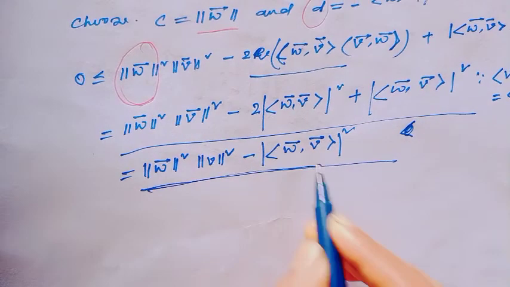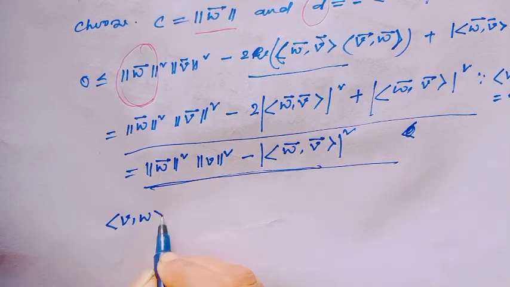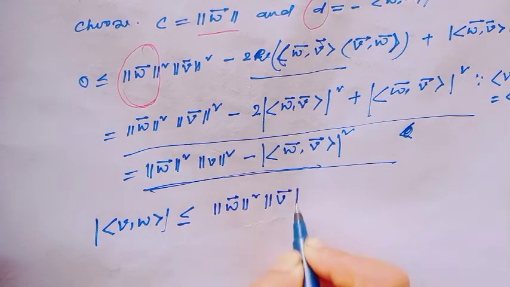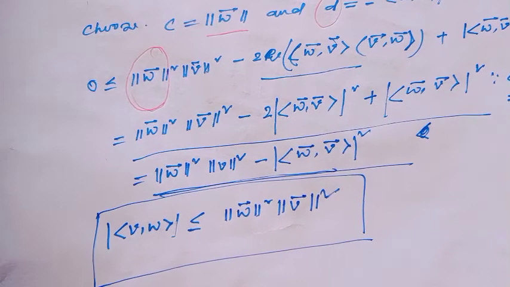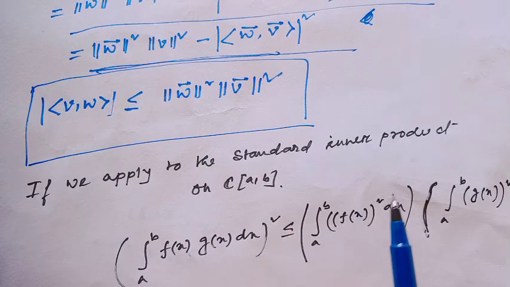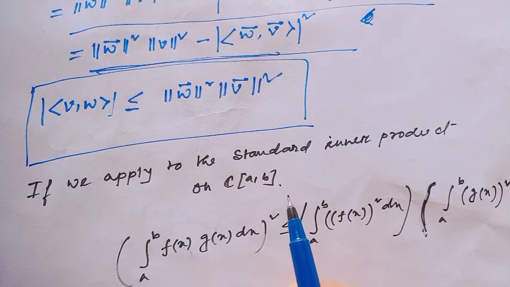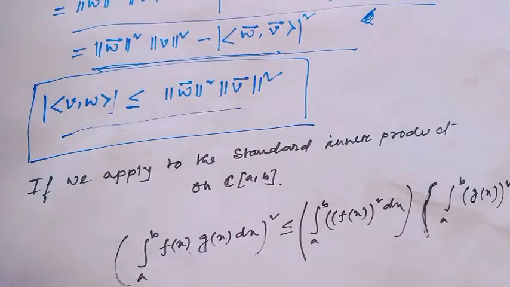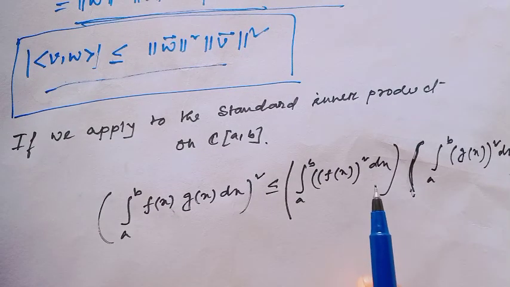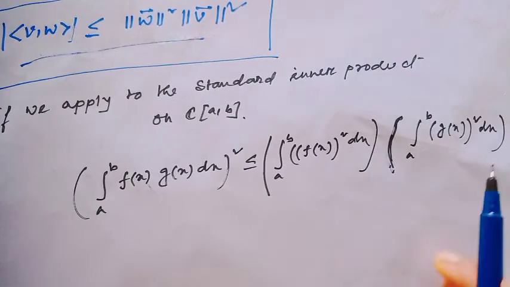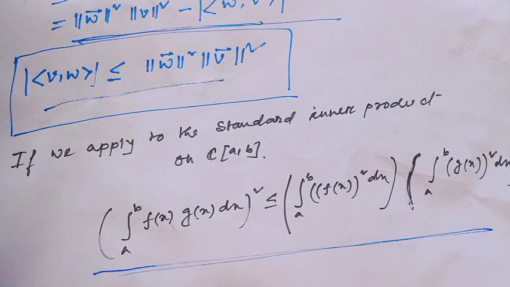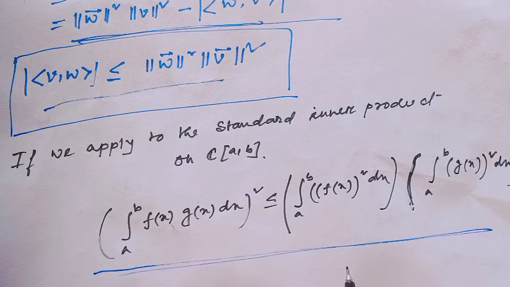From this expression we can tell easily that the absolute value of the inner product of V with W whole square is less than or equal to norm of W square times norm of V square. Okay? This is a nice inequality, a relation between the inner product and the norm. If we apply this inequality on the standard inner product on the set of continuous functions on [a, b], then by this inequality we can tell the integration from a to b of f(x) g(x) dx whole square is less than or equal to the integration from a to b of f(x) square dx times the integration from a to b of g(x) square dx. By this inequality we can tell this easily, but actually this inequality is very hard to prove.